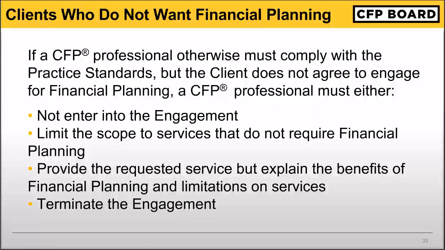So for example, if you have a client who seeks financial advice on topics 1, 2, and 3, and if you were to provide all 3 of those, that would require financial planning. The client doesn't want to engage you to do financial planning. Well, you could say, all right, we're not going to enter the engagement. That's the easiest one. But you could limit the scope of the engagement to financial advice on topic 1, if that would not require financial planning. You can tell the client, I'm only going to be providing advice on topic 1, not 2 and 3.